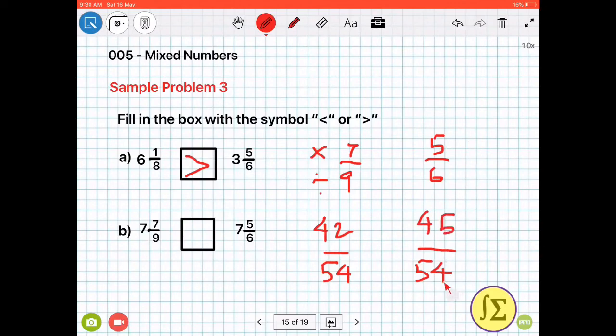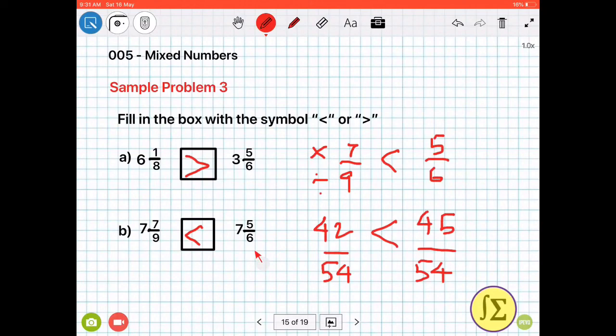Okay, so now since the denominators are the same, we just have to compare the numerators. So 42 over 54 is less than 45 over 54, or 7 over 9 is less than 5 over 6. So we know that 7 7 over 9 must be less than 7 5 over 6. So for mixed numbers that have the same whole number, we just have to compare their fractions.